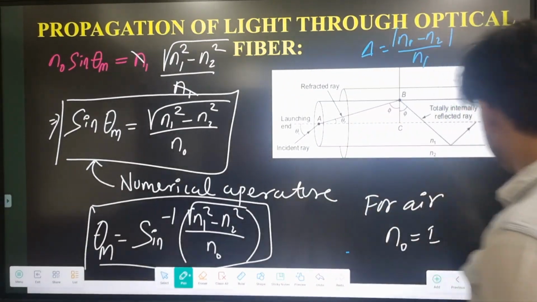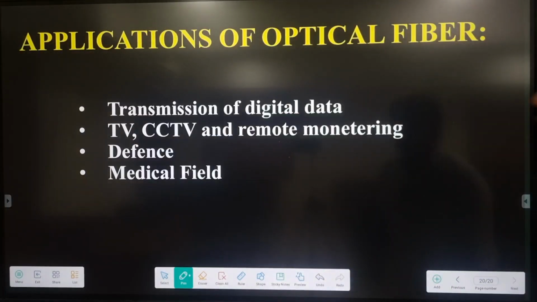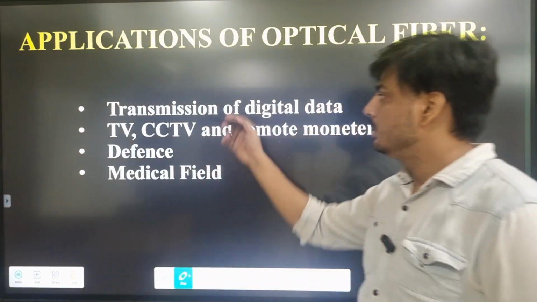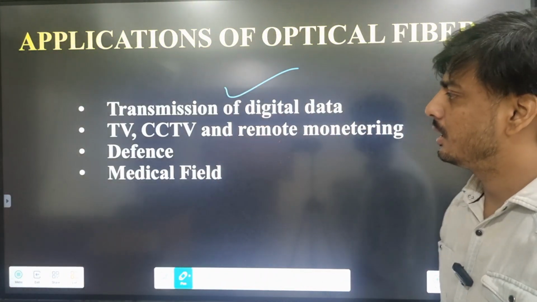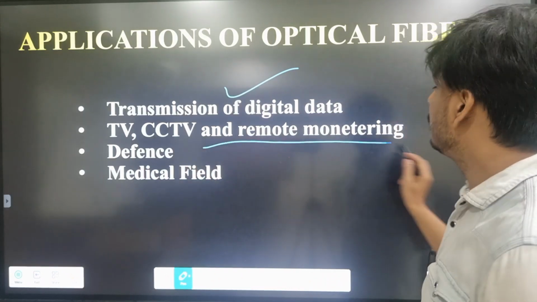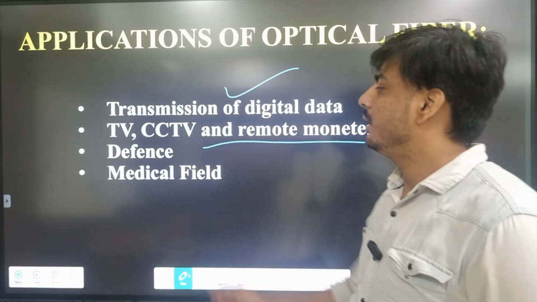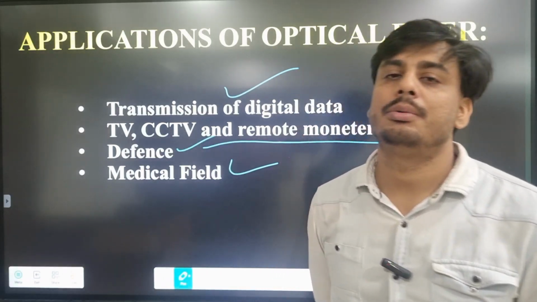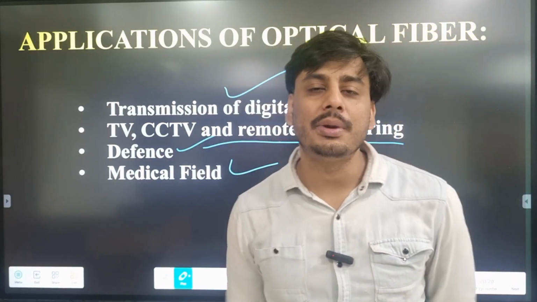Next we have some applications. Nowadays optical fibers are used everywhere. In transmission of digital data, TV, CCTV, remote monitoring, then defense systems, then the medical field, optical fibers are used everywhere. This is all about optical fibers.